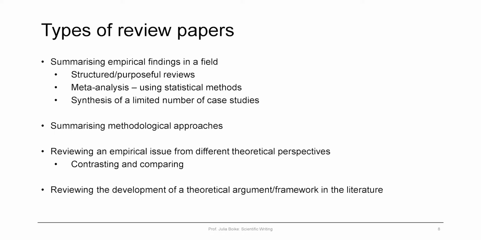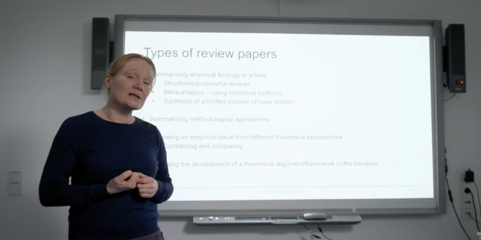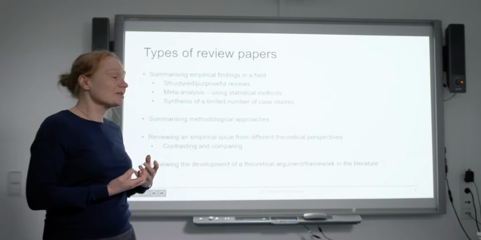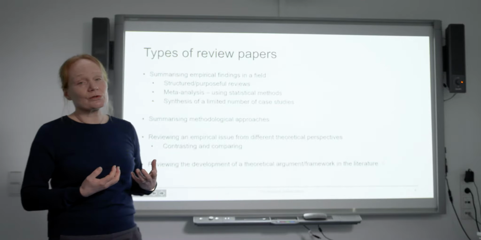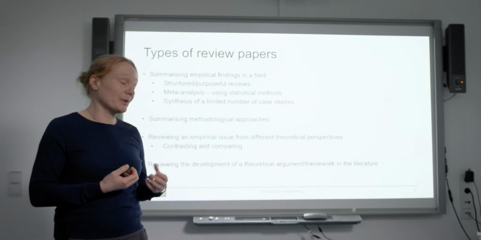Or you can synthesize a limited number of case studies. Another example for a potential review paper is when you summarize methodology approaches, or you go to the third option here, review an empirical issue from different theoretical perspectives. And the last option is to review the development of a theoretical argument framework in the literature. So these are all ways that you can synthesize the primary literature into a secondary review paper.